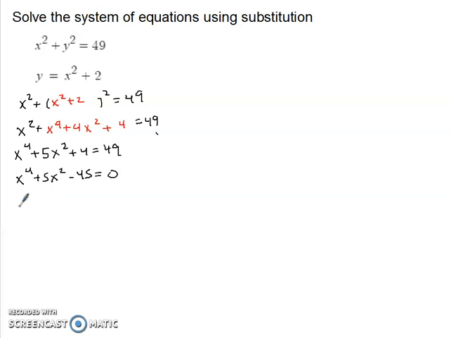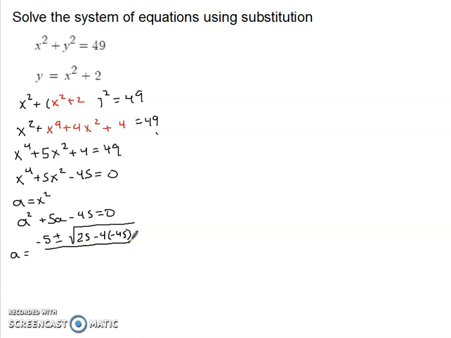Now this does have the form of a quadratic, so I'm going to go ahead and let a be equal to x squared, and that allows me to rewrite this as a squared plus 5a minus 45 is equal to 0. And then once I solve for a, I can more easily solve for x squared. So I'll use my quadratic formula. In this case, a equals negative b plus or minus the square root of 5 squared is 25 minus 4 times negative 45 times 1, all over 2 times 1, which is just 2, and this simplifies down to negative 5 plus or minus the square root of 205 all over 2.